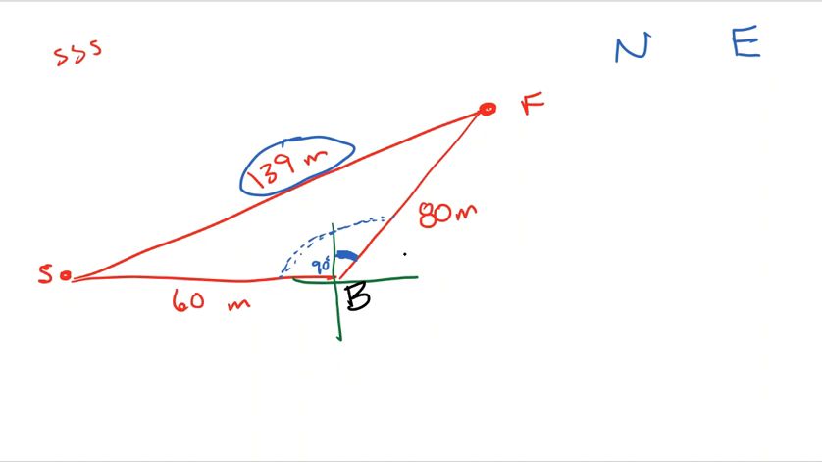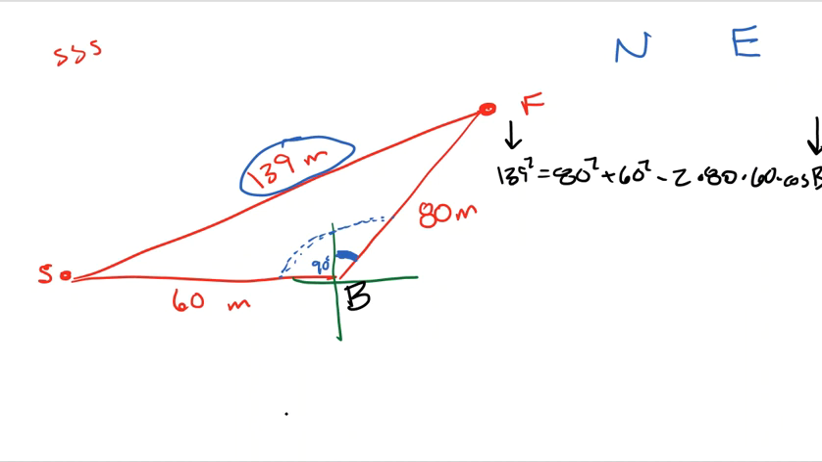I know to find angle B, I'm going to do 139 squared equals 80 squared plus 60 squared minus 2 times 80 times 60 times cosine of angle B. Now remember, when you use these formulas, whatever you're looking for, the side across from it goes over here. So if I'm looking for angle B, I got to put the 139 squared by itself.